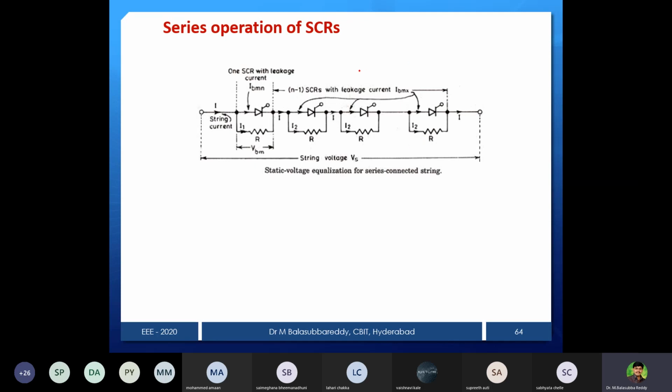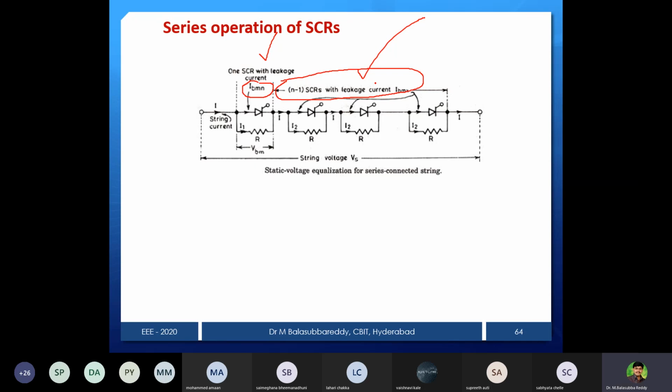For that, what I am taking is n number of SCRs connected in series, and I divide them into two parts. One part is only one SCR, the other part is the remaining SCRs. Total n means one is the first one, the remaining is n minus 1. So I consider the leakage current of one SCR is IBmin, and that is the first leakage current of SCR1. Remaining n minus 1 leakage currents I consider as IBmax.